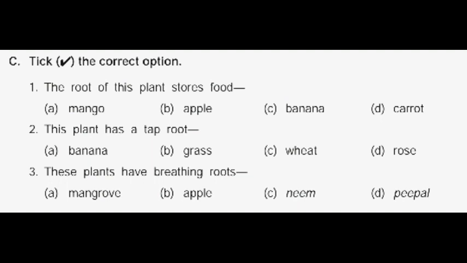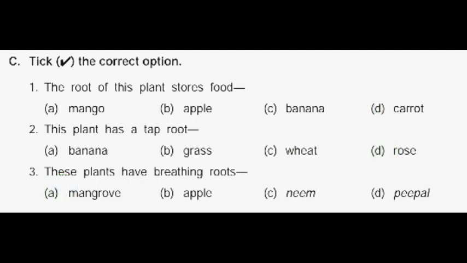Now next we have the choose the following. So here are the questions. Just think which are the probable correct answers. Yes, time's up. So the root of this plant stores food. Out of this, which is the correct answer? Carrot. So the carrot stores food. This plant has a taproot. We have already discussed this. So the answer will be rose. These plants have breathing roots. So which plant has breathing roots? The mangrove. I hope all your answers are right.